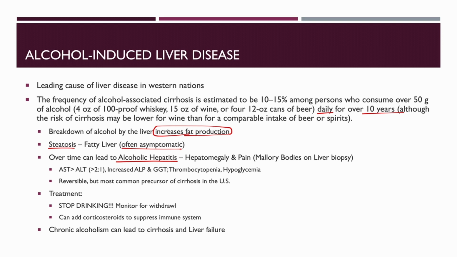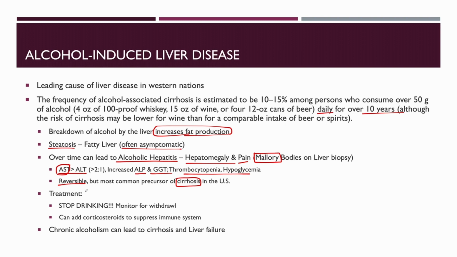And that is when you have this liver that is enlarged and painful. And if you do a liver biopsy, you'll see the quote-unquote Mallory bodies. It's more patho. On laboratory findings, you see the classic AST and ALT elevation, but with AST greater than 2-to-1 ratio. You also see an increased alk phos and GGT, and some thrombocytopenia and hypoglycemia. At this point, when it's in the hepatitis stage, it is actually still reversible, but it is the most common precursor of cirrhosis, like we talked about.